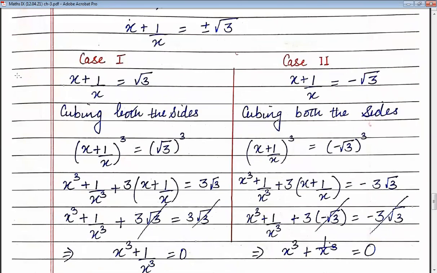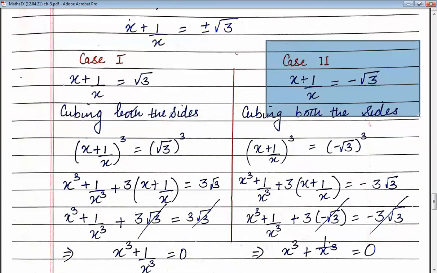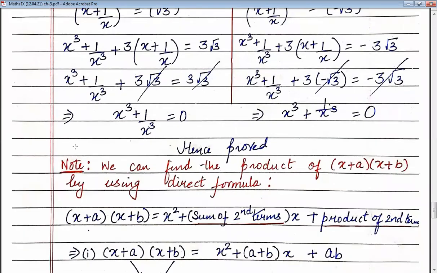In one case you are having the value of x plus 1 upon x as plus root 3, and in the second case you have the value of x plus 1 upon x as minus root 3. Now children, in both the cases, cube both the sides, and after cubing you will get the value of x cube plus 1 upon x cube is equal to 0, and in the second case also you will get x cube plus 1 upon x cube is equal to 0, hence proved.